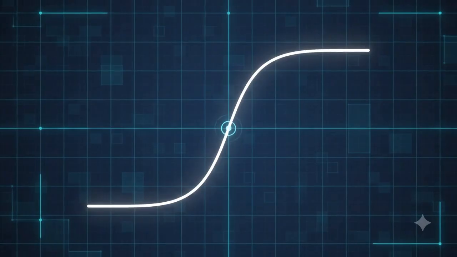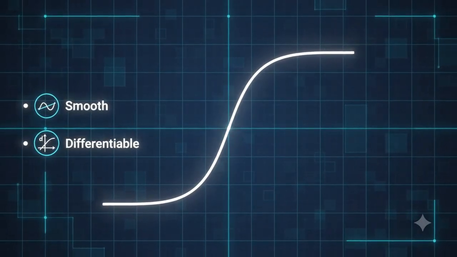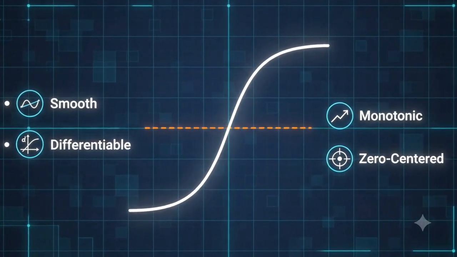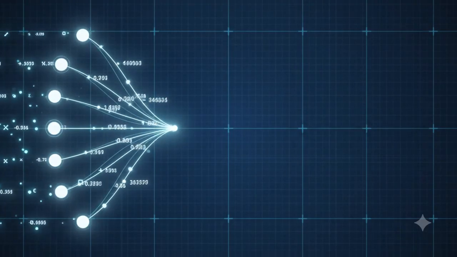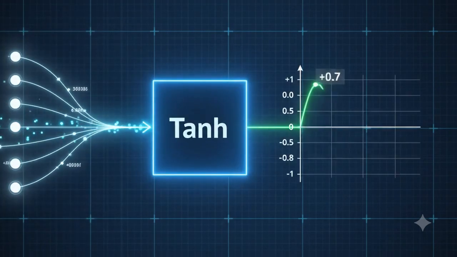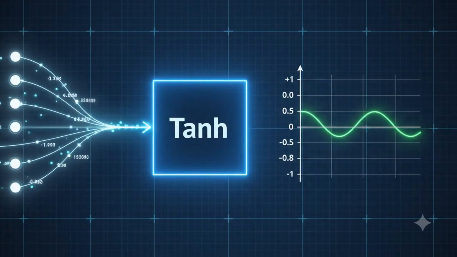Tanh is smooth, differentiable, monotonic, and zero-centered. These properties make training more stable compared to sigmoid. In neural networks, tanh takes the weighted sum and outputs values between -1 and 1, making it easier for the next layer to learn both positive and negative signals.